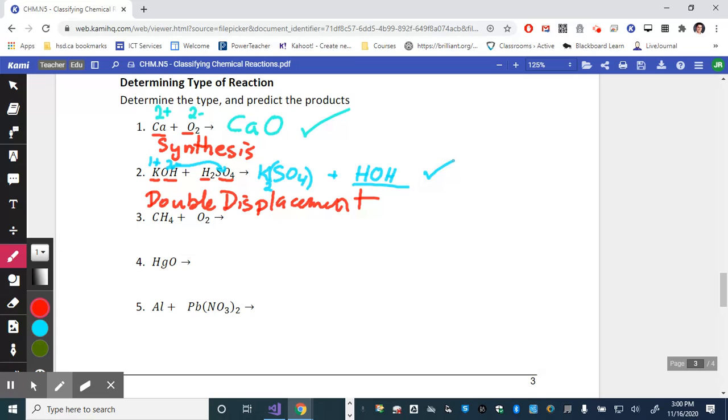Okay. Let's think about this next one. This is going to be CH4 and O2. Now, at first glance, you would think, oh, this is single displacement, except that this here is a hydrocarbon. So this is going to be hydrocarbon combustion.